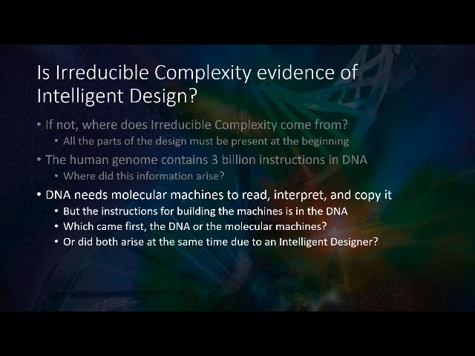Well, it seems to me both had to come at the same time. Both had to be there: the DNA for the instructions and the machines that read it. And did both arise at the same time due to an intelligent designer? Which is the more logical conclusion to reach?